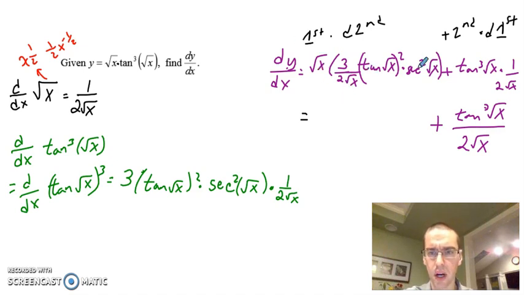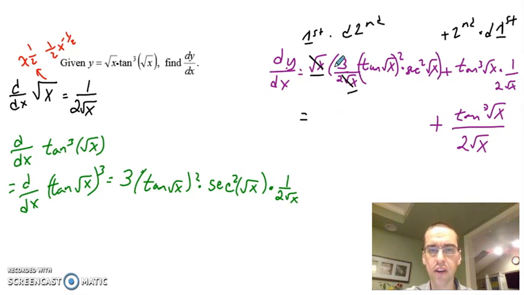And then for the first part, we have square root of x being multiplied by all of this. And so therefore, notice that we have the square root of x here and the square root of x in the denominator here. Those can cancel, just so you know. And so therefore, we are left with 3 over 2 tan squared square root of x multiplied by secant squared square root of x.